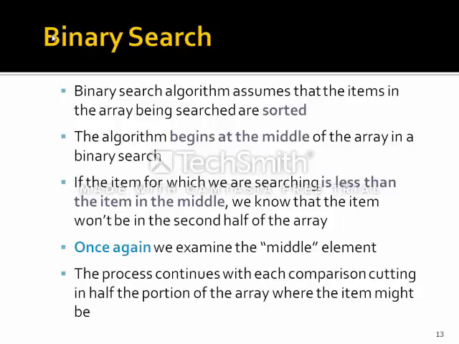So the algorithm begins at the middle of an array in a binary search. If the item for which we are searching is less than the item in the middle, we know that the item won't be in the second half of the array. Once again, we examine the middle element. The process continues with each comparison cutting in half the portion of the array where the item might be.